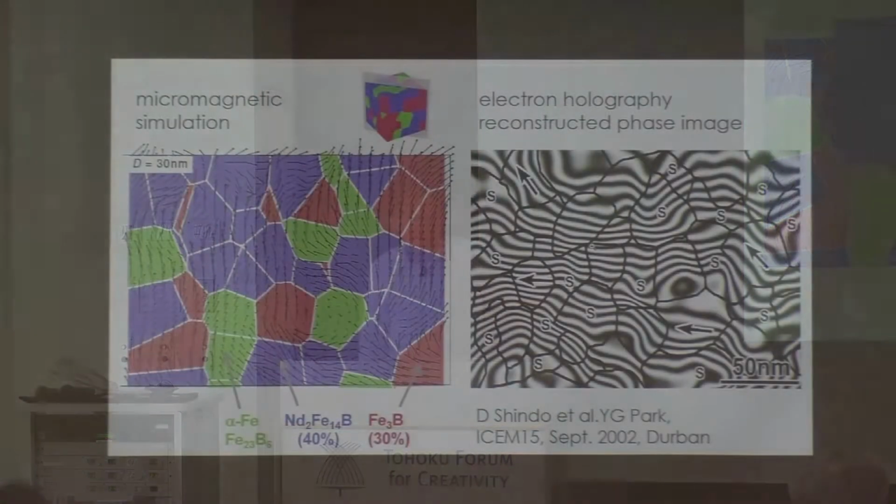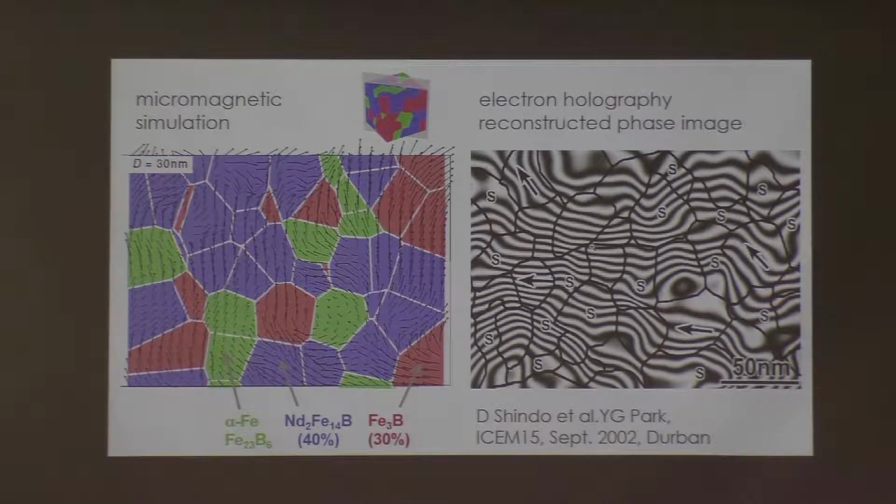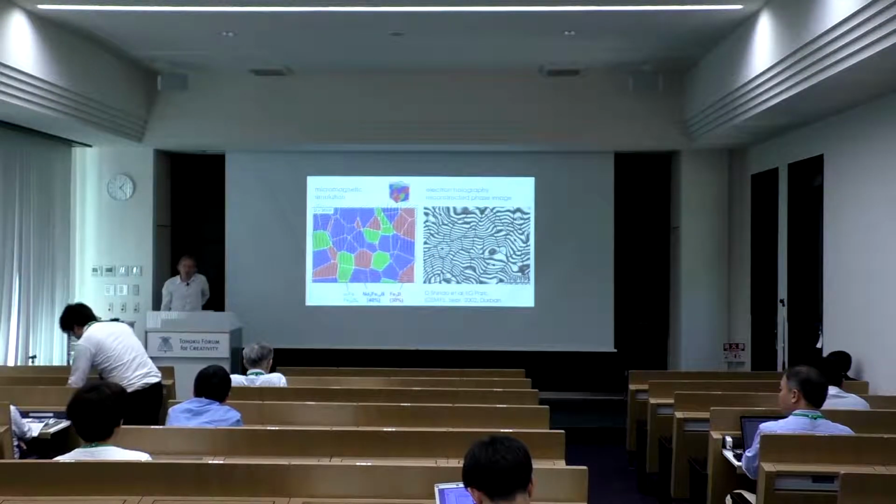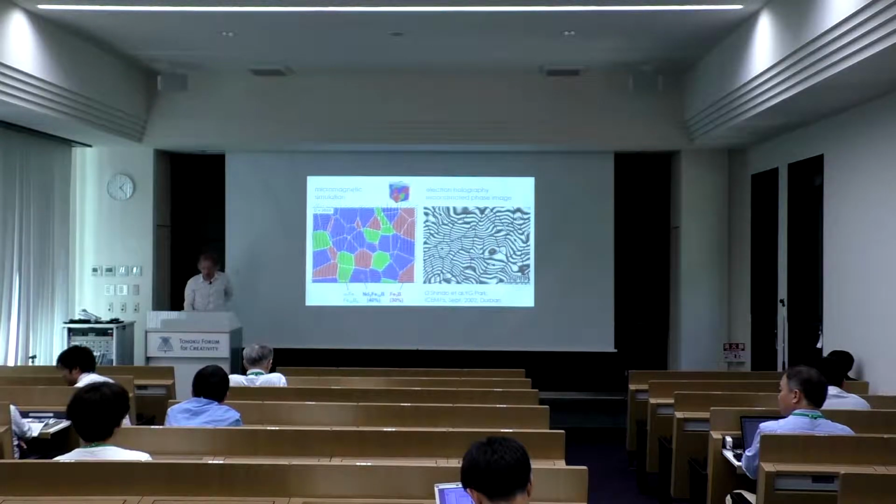If you compare this with an electron holography image of the domain structure, we see that both in the simulation and in the experiments we have very, very similar inhomogeneous magnetization, but overall we have a lot of magnetic moments pointing up towards the original saturation direction.